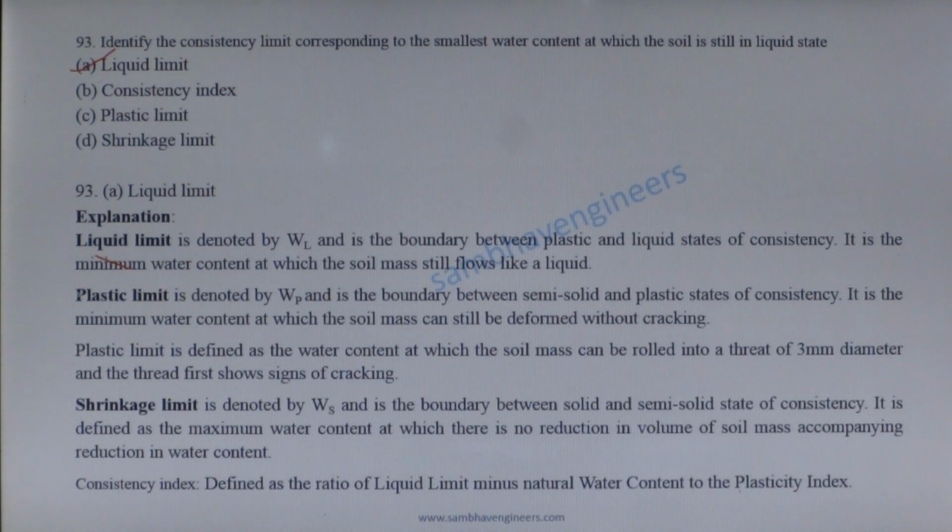Consistency index. Plastic limit is the boundary between semi-solid state and plastic state. Water content at which soil changes from plastic state to semi-solid state is the plastic limit. Shrinkage limit is the water content at which the soil changes from semi-solid state to solid state.